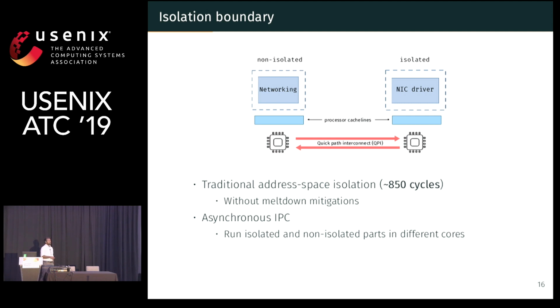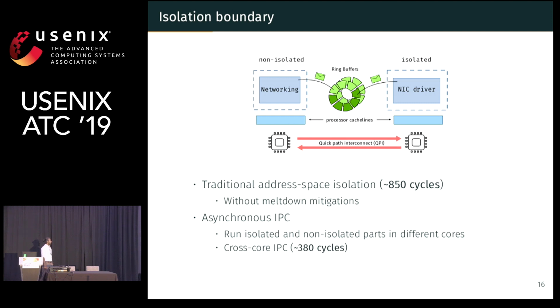Instead of following a synchronous IPC model, we designed an asynchronous IPC where we run the isolated driver and parts of the non-isolated driver on two different cores here, and then use cross-core IPC to communicate between these cores. This brings down the cost to 380 cycles for a call-reply invocation.